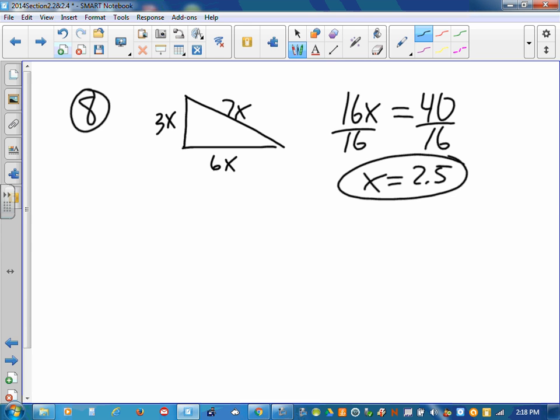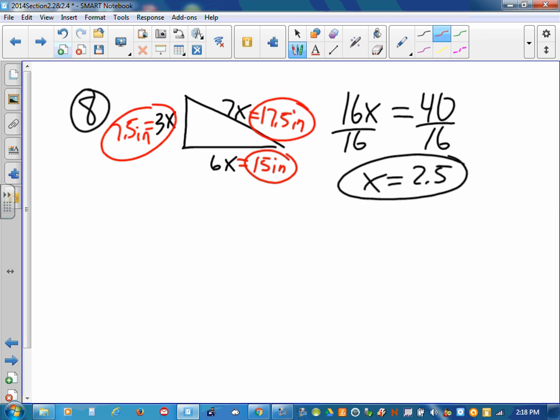So that's the multiplying factor, 2.5. And you're not done until you put the x back in. So we're going to do 2.5 times 6, which means this side over here is 15 inches. Label it as inches. This one's 7 times the 2.5, which would be 17.5 inches. And the last one is 3 times 2.5, so this side over here is 7.5 inches. It's not enough to say that the answer is 2.5. The answer is all of the sides.